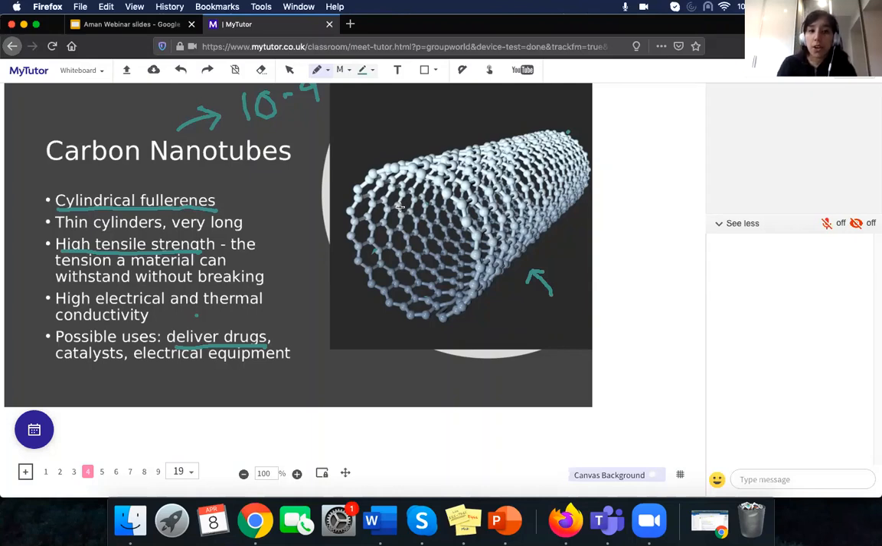Let's look at the other uses. So we talked about delivering drugs. We've talked about electrical equipment. Again, that's because they have this high electrical and thermal conductivity. And the third kind of use that we need to know about is catalysts. So does anyone know the definition of a catalyst? Brilliant. So someone is saying a substance that speeds up a reaction. Brilliant. That is exactly what a catalyst is.